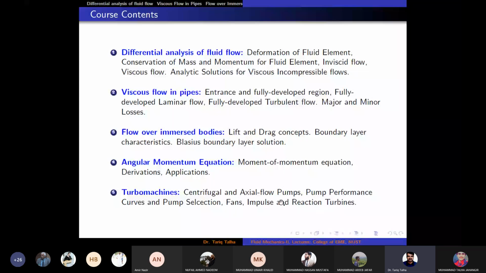In chapter number 12, we are going to discuss how we can select a pump for a particular application, and what the pump performance curves are. Then we are going to discuss impulse and reaction turbines, which are used in hydraulic dams, and what their working principle is. So these are the course contents for this course. Any query on this?